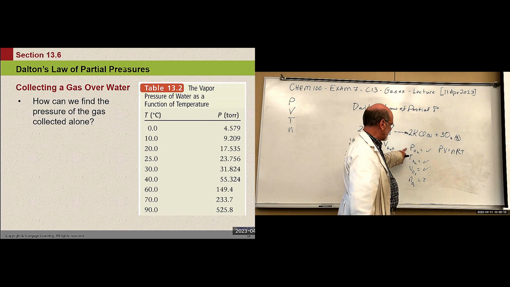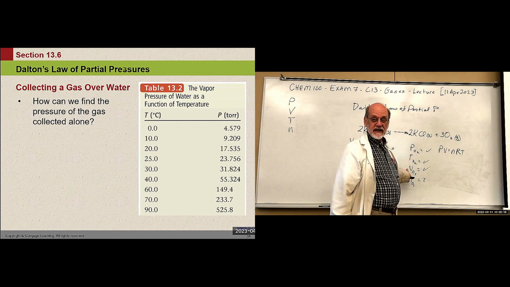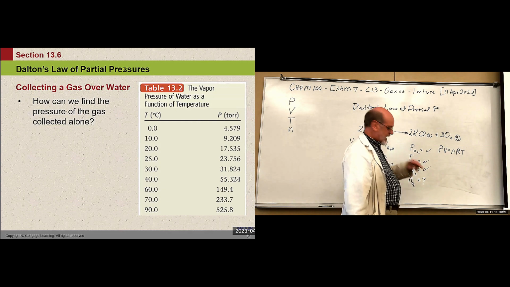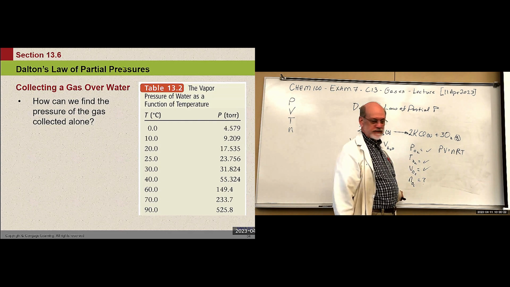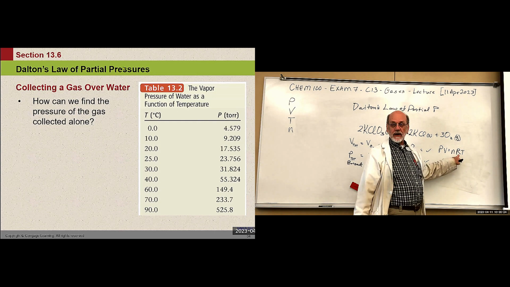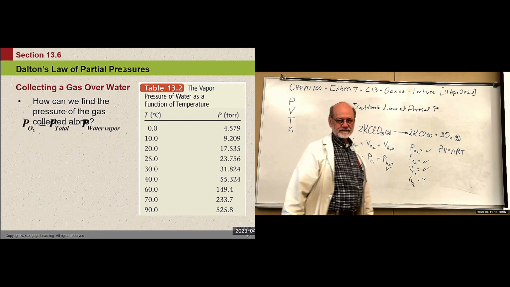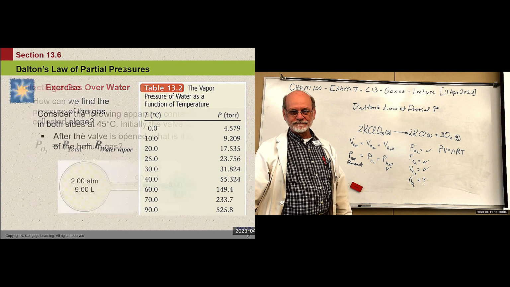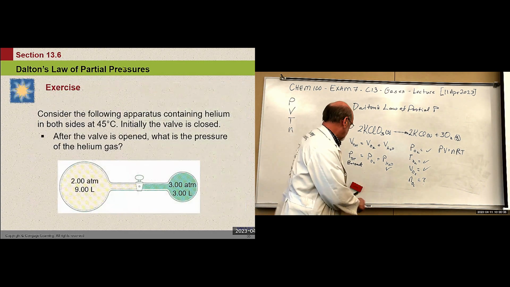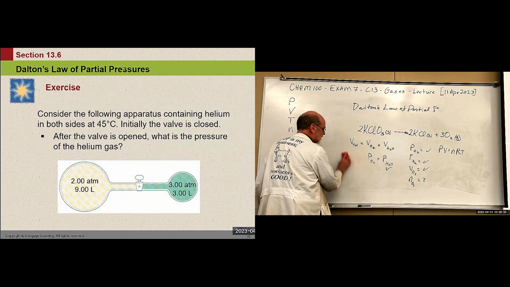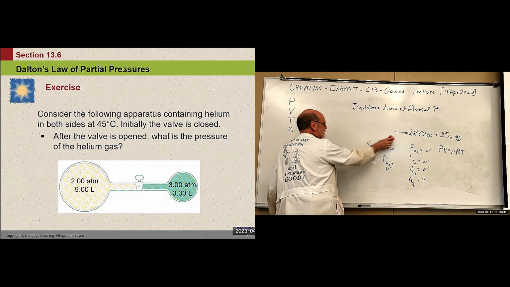Pressure needs to be in atmospheres, temperature in Kelvin, volume in liters, and we can calculate the moles of oxygen using our gas constant 0.08206 liter atmospheres per mole K. All right, so that's a practical application. Now we got a brain teaser.